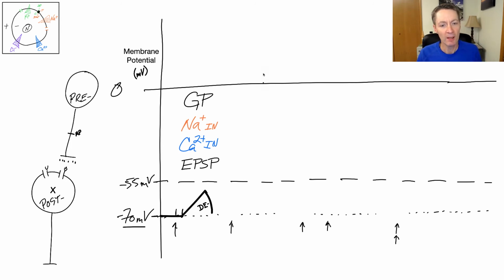Now let's say that we have a release of a different neurotransmitter here. Let's say the neurotransmitter that's released here is actually allowing chloride to pass. Well, we know what chloride will do. Given a chance, it would go down its gradient, from outside the cell to inside the cell. So we'd have chloride do this. It would go into the cell.